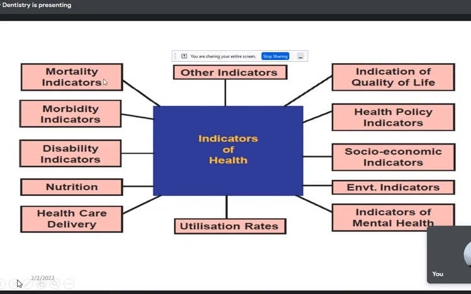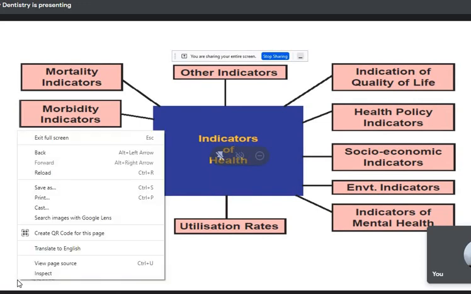Okay, so can anyone tell me what is the difference between mortality and morbidity? Any general idea? Can any one of you volunteer to say that? What is mortality and what is morbidity? Any one of you, please? Mortality is related with the death rate and morbidity with the illness.